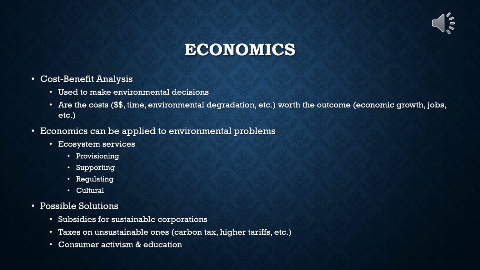We charge them less in their payroll or employment taxes so that they can put that money toward being more sustainable and continuing their efforts. We can also put taxes on those who aren't sustainable, and those taxes can sometimes come in the form of a carbon tax, charged per kilogram of CO2 released into the atmosphere, or higher tariffs. It's going to cost more money for you to ship your product somewhere else because it doesn't follow these environmentally sustainable rules we've set. And also, we can use consumer activism and education. If individuals know where their products are coming from, they can be more likely to make more informed and environmentally sustainable decisions.